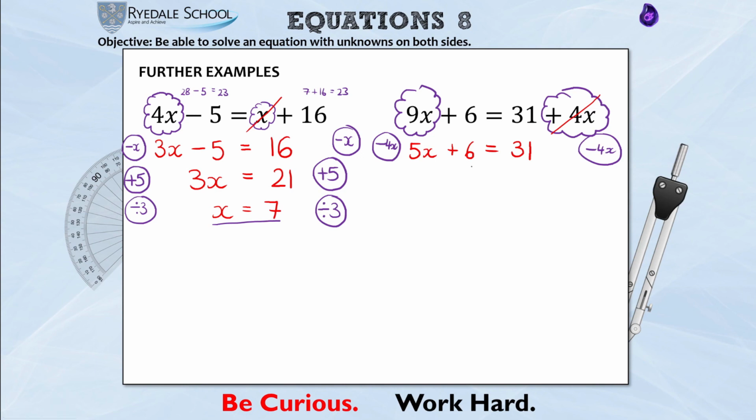So my inverse this time is to subtract 6. And as a result, 5x must equal 25. Finally, the inverse of times by 5 is divide by 5. So I get my final answer as x equals 5.